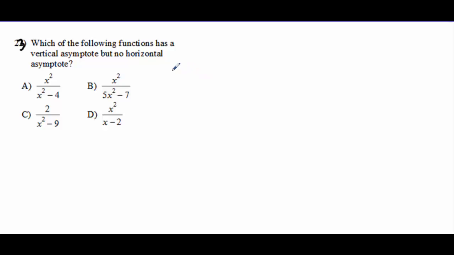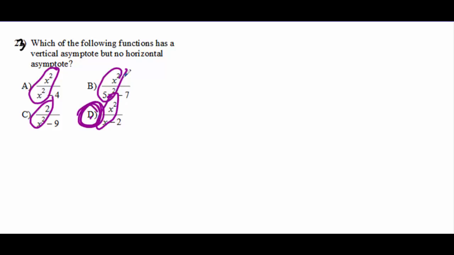23. Which of the following functions has a vertical asymptote but no horizontal asymptote? Well, all of these have vertical asymptotes because that's where you set the bottom equal to 0 and solve, and on all 4 of these we would get an answer. So the question is, which of these wouldn't have a horizontal asymptote? This one has a horizontal asymptote of 1. This one has one of 1/5. This one has one of 0. This doesn't have one because there's more x's on top than there are on bottom. So our answer is D.